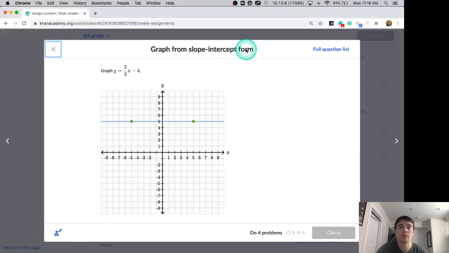Specifically, we're going to look at this week's first assignment, the one that's titled Graph from Slope-Intercept Form, like you see on my screen. For this assignment, they're going to give you equations that are in what we call slope-intercept form. This is a particular way to write an equation.